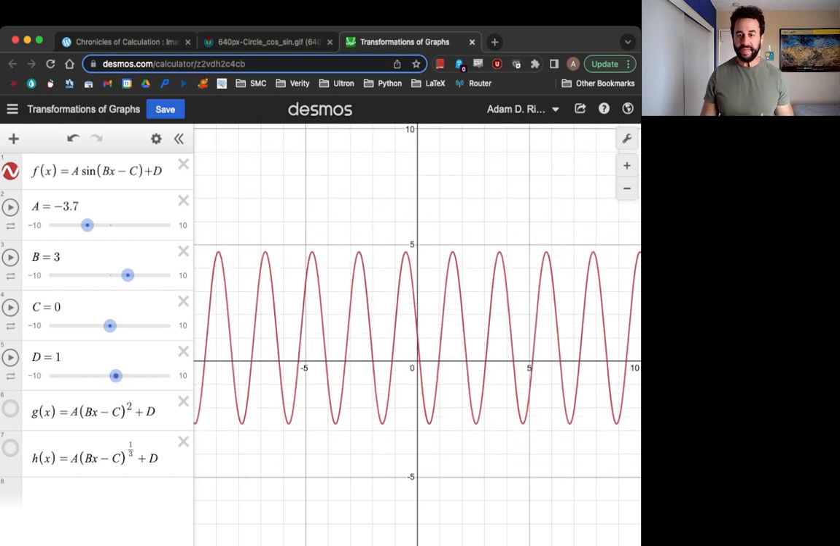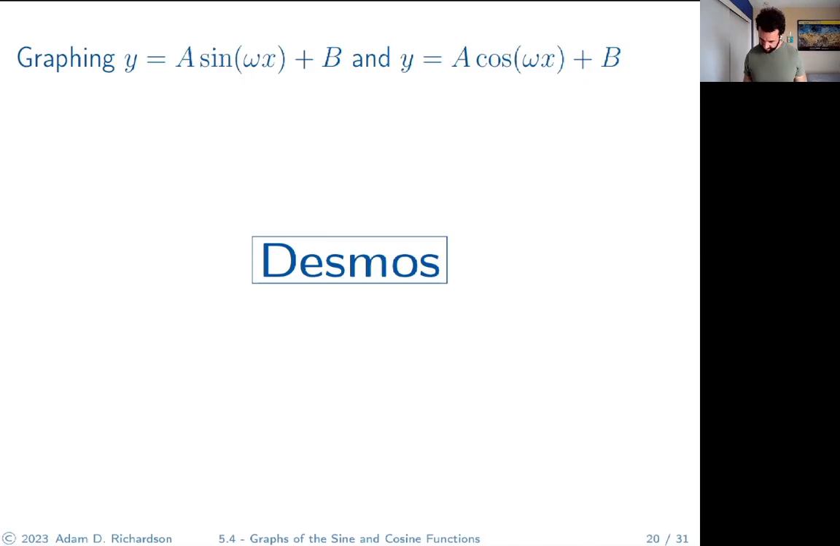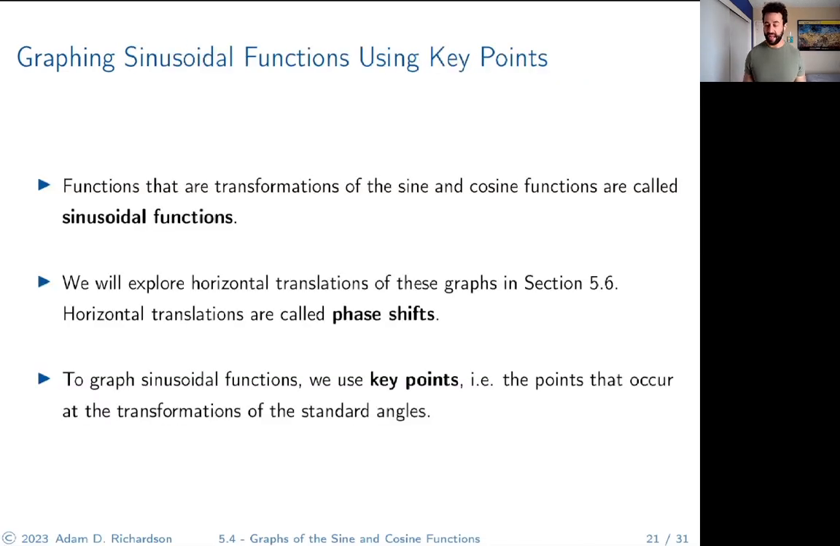Pretty cool, huh? All right, so you have access to this Desmos example. You can play around with it some more if you would like. Let's get back to the slides and talk about how to graph these things by hand. So generally you want to ask yourself, if I had a graph, I could see what it looks like, but what if I don't have the graph? Well, you've got to be able to make it yourself. And we're going to do that right now.